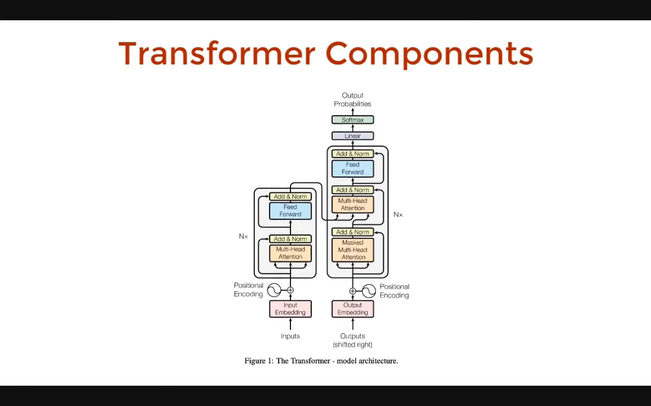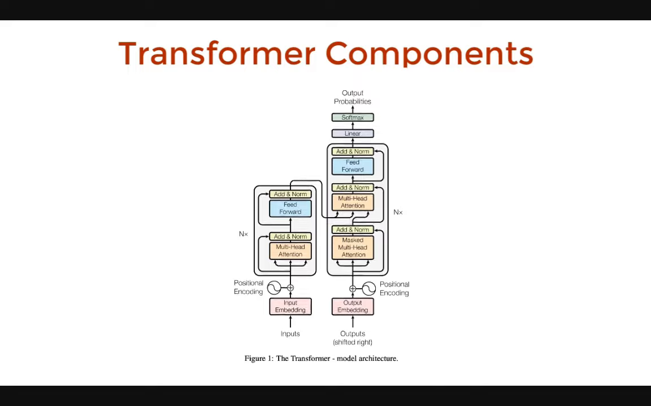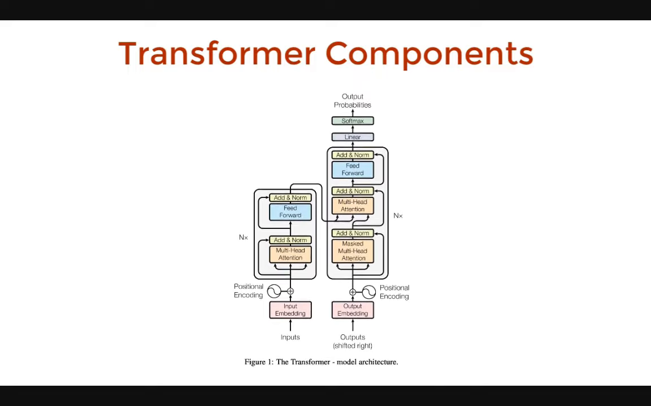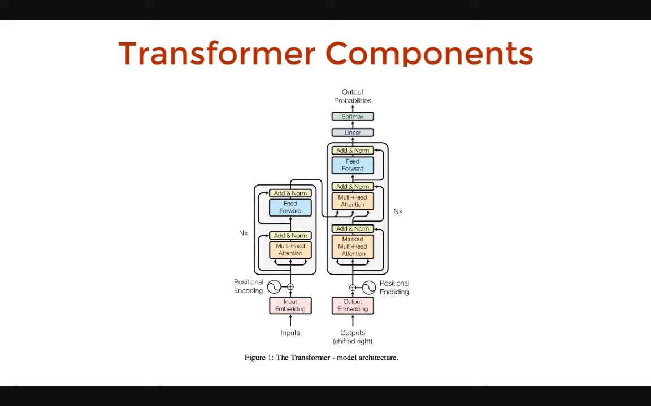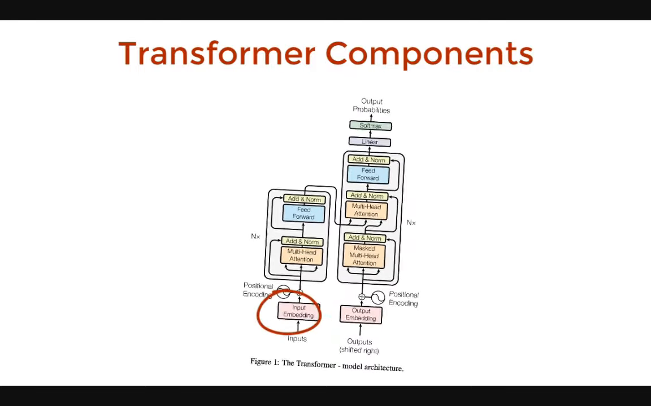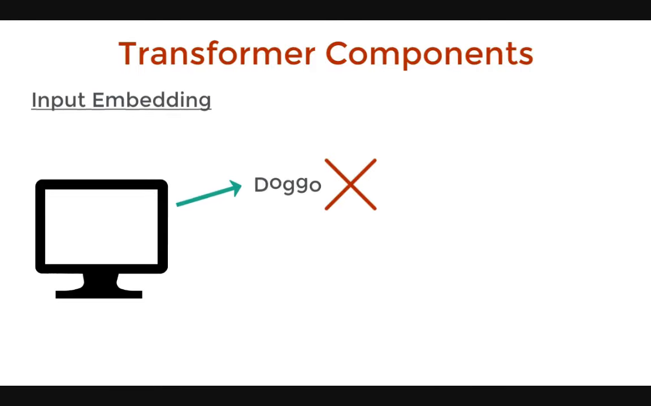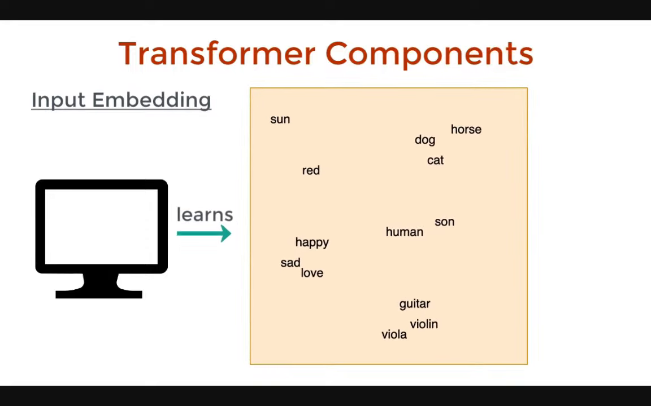I'll make multiple passes on the explanation. The first pass will be like a high overview, and in the next rounds we'll get into more details. Let's start off with input embeddings. Computers don't understand words. They get numbers, vectors, and matrices. The idea is to map every word to a point in space where similar words in meaning are physically closer to each other. The space in which they are present is called an embedding space.